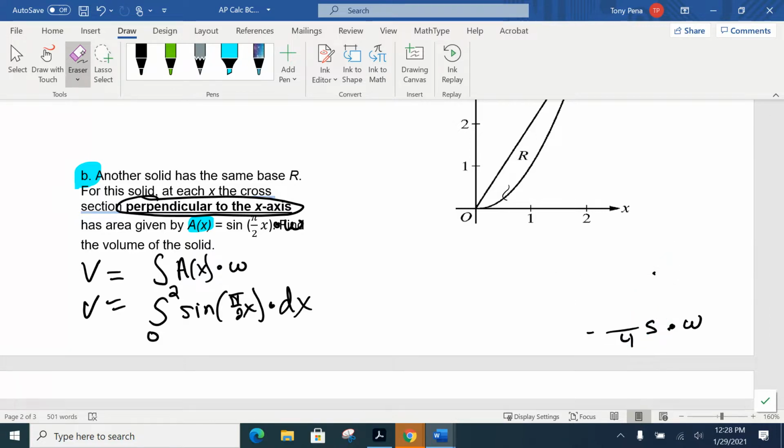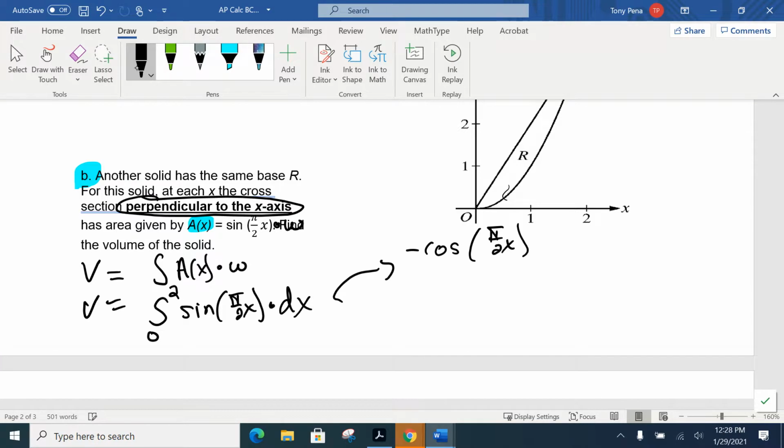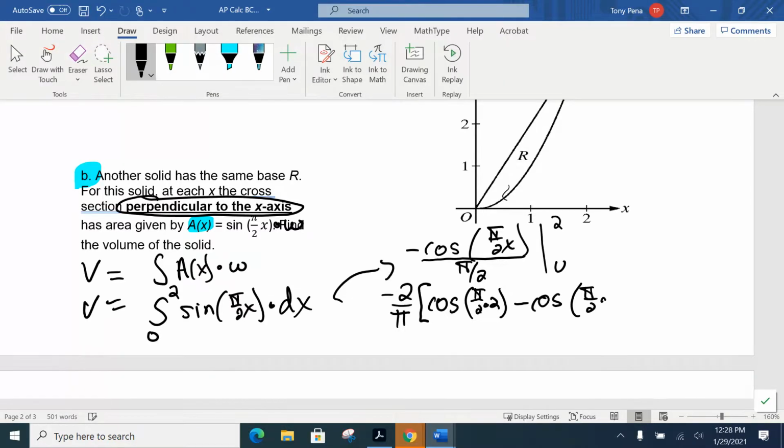And then now let's see if we can actually solve this. So if I ask you to now evaluate that, we did one today. Let's do another. Antiderivative should be negative cosine. We leave that inside alone. And then if you remember, the antiderivative, we would divide by the coefficient of that x. So you divide by pi over 2. And then we evaluate that from 0 to 2. Dividing by pi over 2 is the same as multiplying by 2 over pi. So I'm going to pull that out along with the negative sign. And then we're just evaluating the cosine of pi over 2 times the upper limit minus the cosine of pi over 2 times your lower limit.